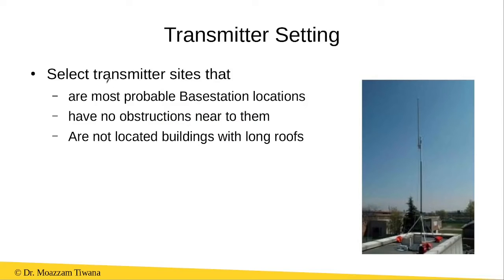Then we select the sites where we place the transmitter, and normally we choose the sites where in future we are going to place the base stations. This site should be such that there are no obstructions near the transmitter. Similarly, we do not place the transmitters on buildings with long roofs, because long roofs may obstruct the transmitted signal.